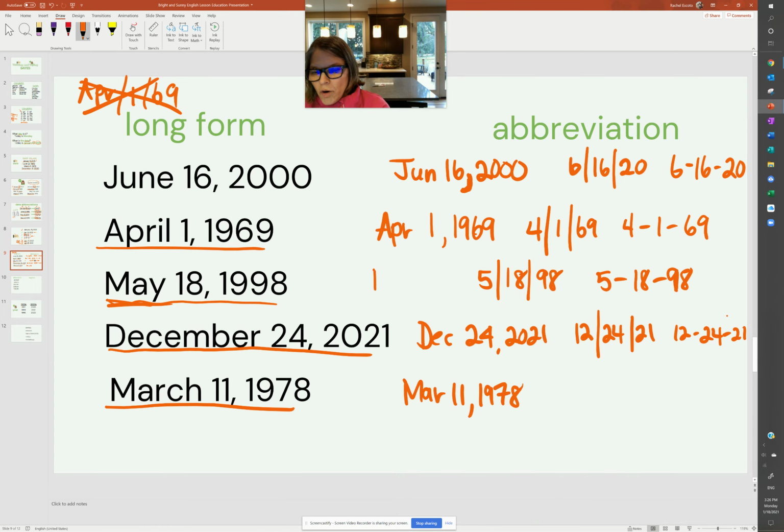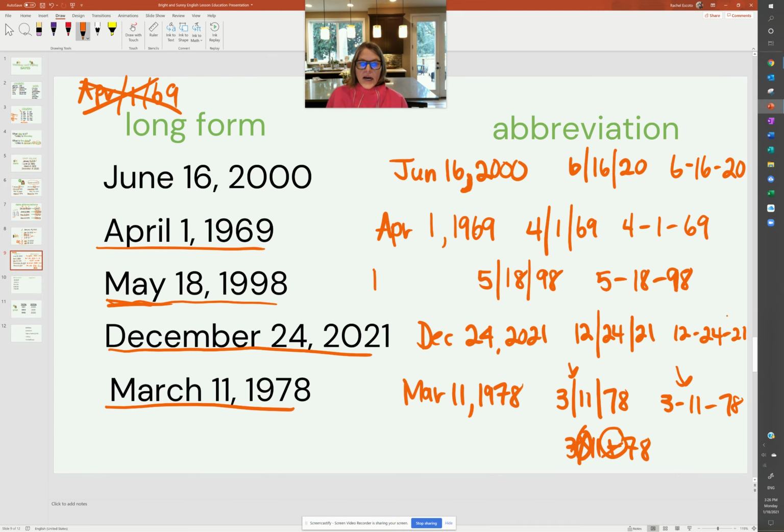Or we could write March 11, 1978, or we can write 3/11/78. Is this okay? No, we can't mix this and this. It's either this or this, but not mix. Okay, that's how we go from the long form to the abbreviation.